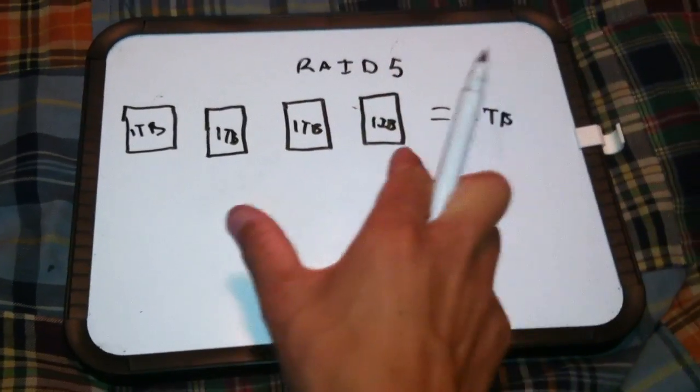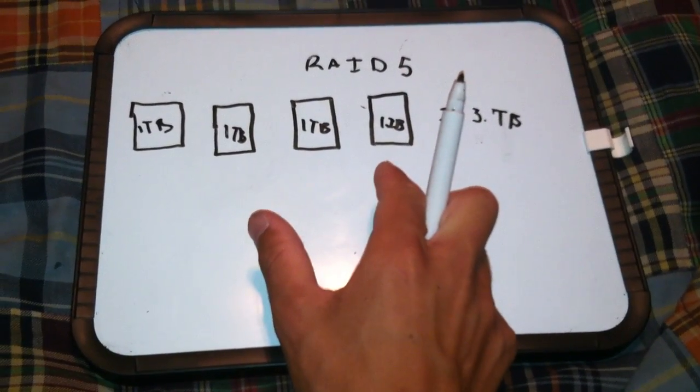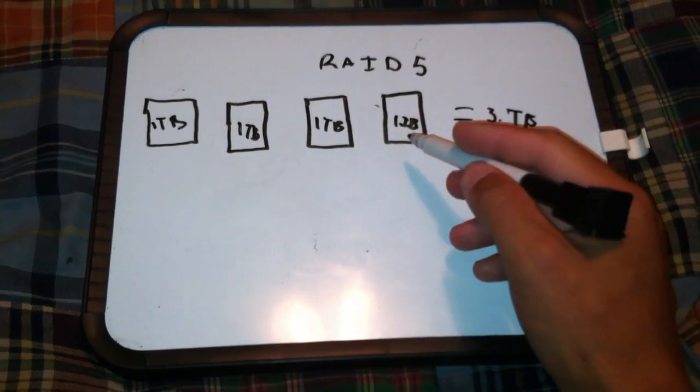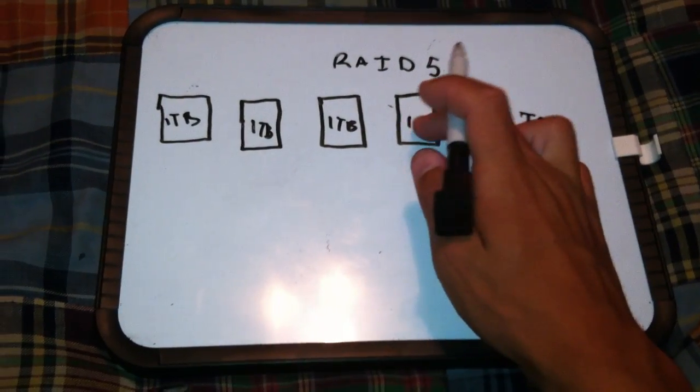Same scenario here in this RAID 5. You're only as good as the smallest disk. So if you have one of these is a 500, let's just say a 500 gigabyte.